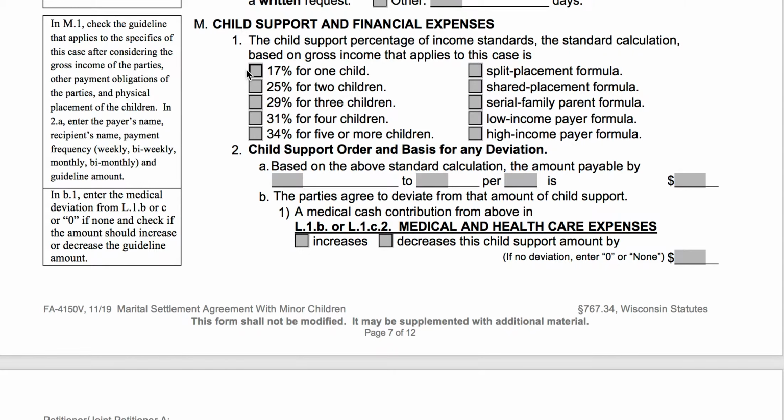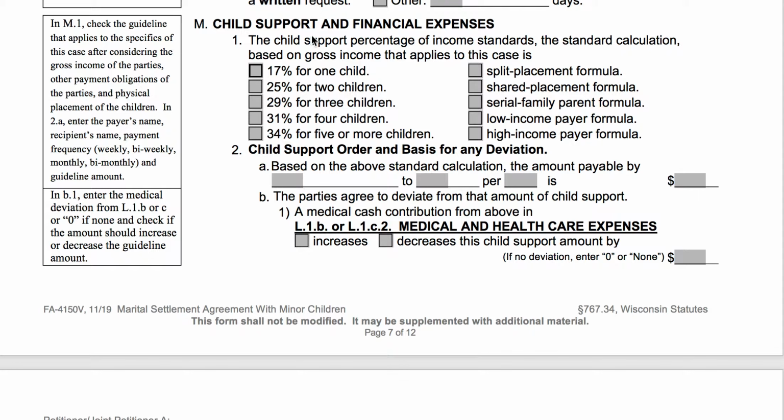Even if you want it to continue to be the amount that it is through that other case, once your divorce is finalized, any old paternity cases or support and maintenance cases will, for the most part, get absorbed into this divorce case. And so, if you want child support to continue at the amount it is, we need to go through and put it in this section.